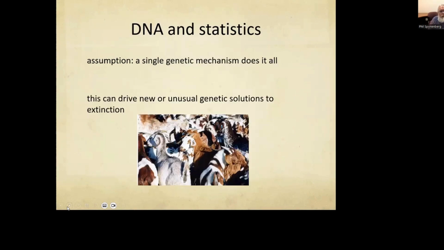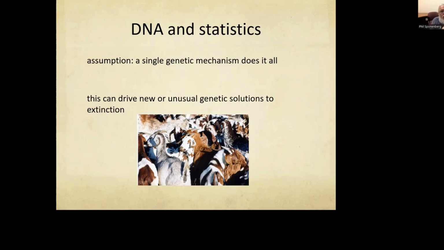So with the DNA and statistics, and I'm a little bit of an outlier here, I think. But a lot of times, geneticists will use an assumption that a single genetic mechanism is responsible for everything. So basically, all breeds are using the same genetic mechanism to get to the same end result. Whether that's conformation, meat quality, or reproduction and fertility and fecundity, you can assume that it's only one genetic mechanism across all, and that often is not the case.